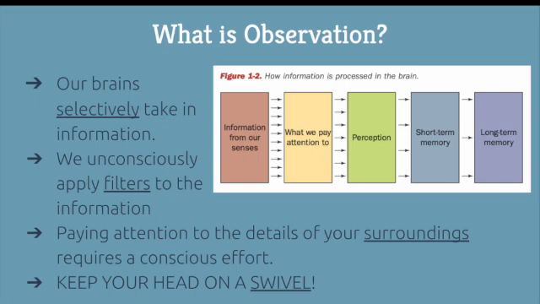So our brains selectively take in information. We unconsciously apply filters to the information, meaning we're not always aware of how we filter information, but we definitely do. Paying attention to the details in your surroundings actually requires a massive amount of conscious effort, and it can be very tiring to try and remember everything in an area at all times. The idea is to keep your head on a swivel, always be aware of your environment, and try to make sure that you're noticing as much as you possibly can to be a good observer. Especially in forensic science, we need good observers.